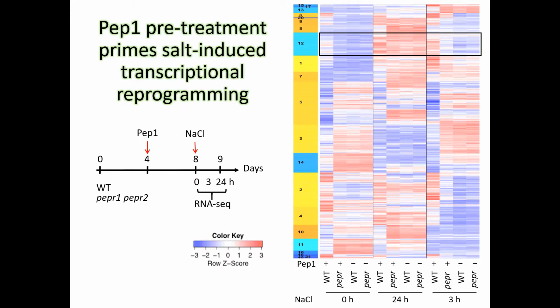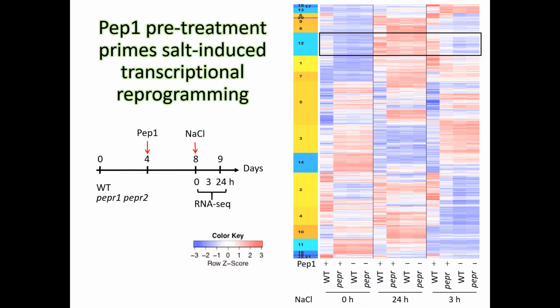Next, we wanted to see how PEP application could influence the transcriptome of the plants under salt stress. So we performed RNA sequencing using wild-type and PEPR double mutants that were treated with PEP1, without salt stress, and with 3 and 24 hours of salt stress. Our RNA sequencing analysis revealed close to 2,000 genes that are dependent on PEP1, and these genes are clustered into this very complicated heat map over here, into 21 different clusters. Some of the clusters are very interesting.